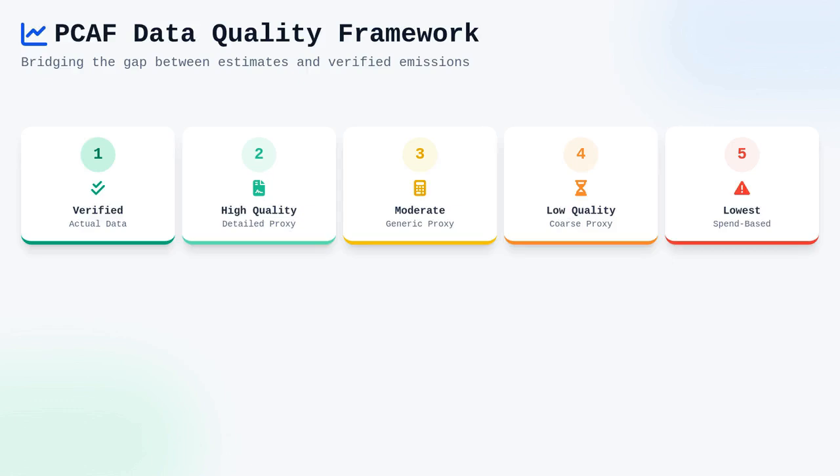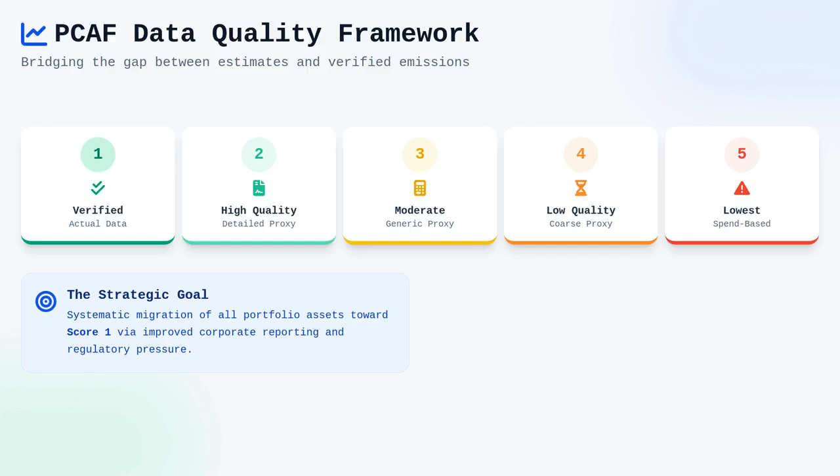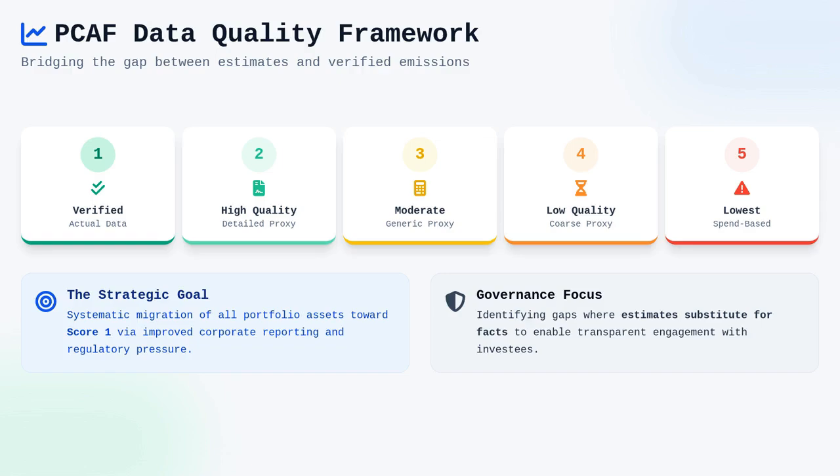Over time, as regulatory requirements increase and corporate reporting improves, the objective is to migrate all portfolio assets toward a score of 1. This framework allows institutions to document exactly where their data is weak, providing a transparent basis for engaging with investees to improve their internal emission monitoring and disclosure practices. Managing these gaps effectively is as much about data governance as it is about environmental science, requiring a systematic approach to identifying where estimates are substituting for hard facts.